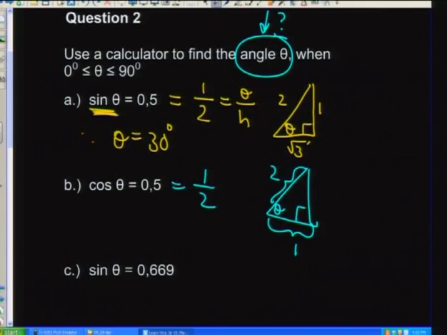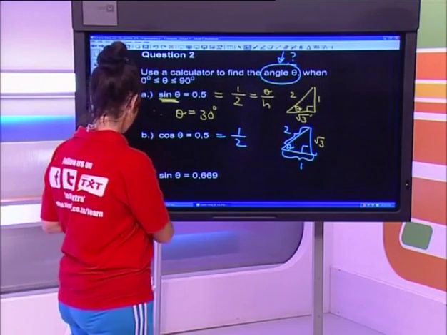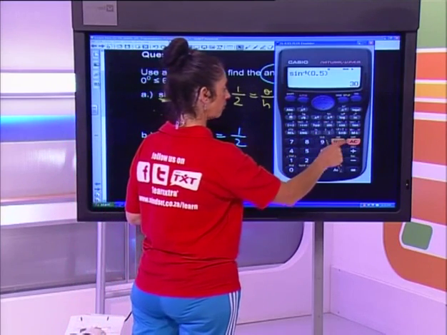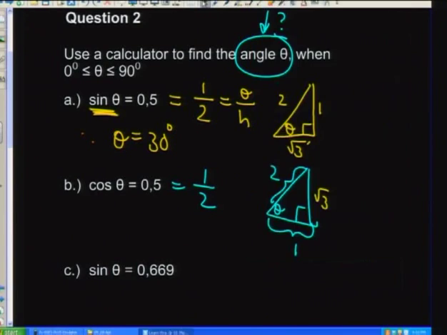Okay, but now we have the adjacent side as 1, and the opposite side as the square root of 3. So they're in different positions. So theta cannot be the same as 30 degrees, because if it was 30 degrees, your opposite would be root 3, and now it is 1. So it's very different. Let's see what the calculator will give us. To find the angle, remember it's cos to the minus 1, and our ratio is 0.5. What does it give us? 60 degrees.